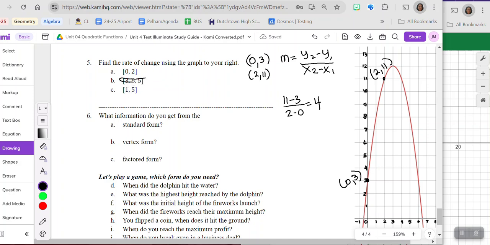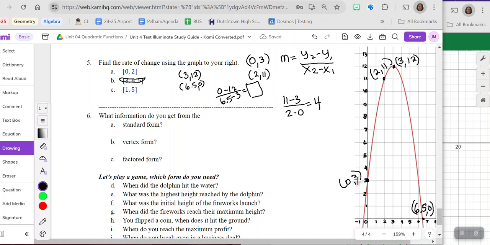All right, then 3 and 6.5. 3 is right here, so 3 comma 12. And 6.5, oh, right here, 0. 6.5 comma 0. So I write those 2 points down just so that they're nice and close, and I try not to make a mistake. And so I do 0 subtract 12, over 6.5 subtract 3. I put it in the calculator and I get an answer.